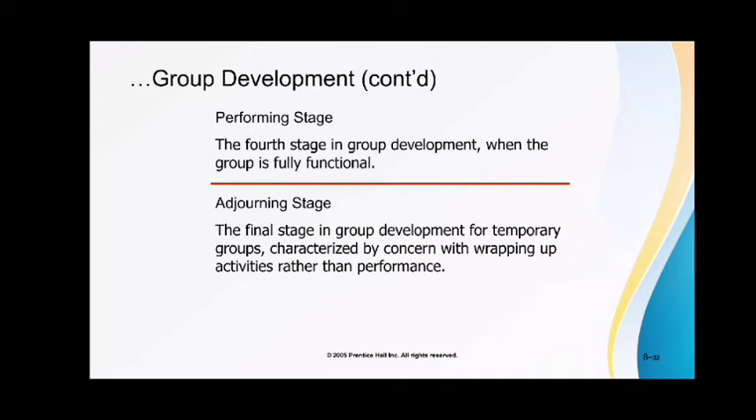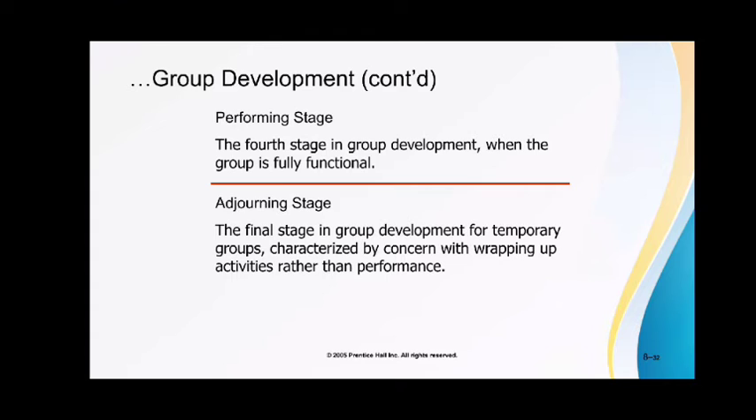Performing stage, the fourth stage in group development when the group is fully functional. In the performing stage, consensus and cooperation have been well established and the team is matured, organized, and well functioning. There is a clear and stable structure and members are committed to the team's mission. Problems and conflicts still emerge but they are dealt with constructively. The team is focused on problem solving and meeting team goals.